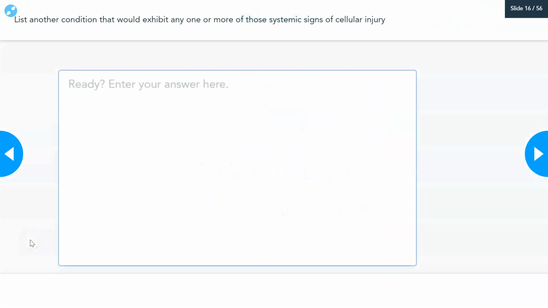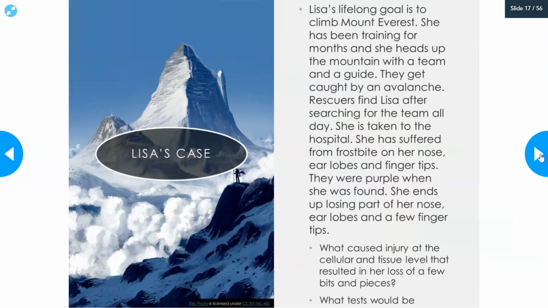Your next question then is, list another condition that would exhibit one or more of these systemic signs of cellular injury. So again, we just listed several. So what's a condition that would cause fever, or that would cause pain, or that would cause an increase in enzymes, etc.